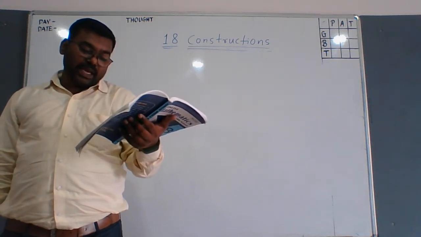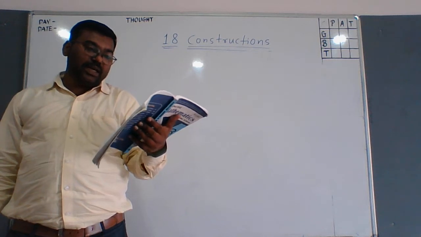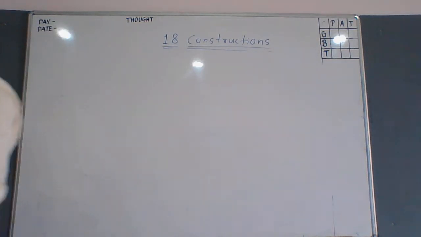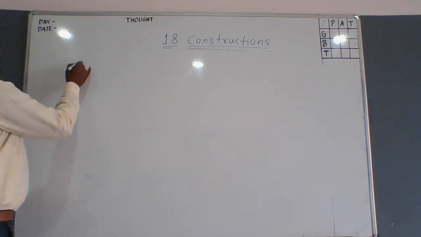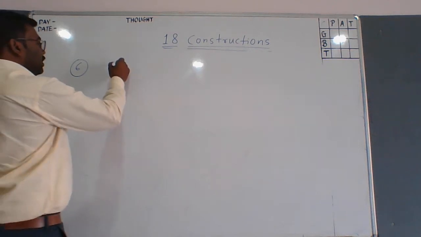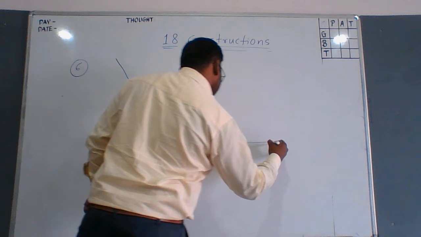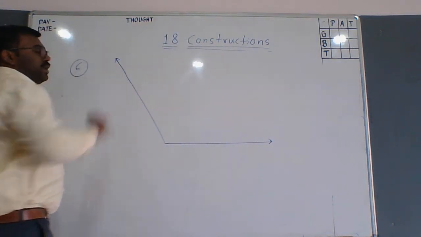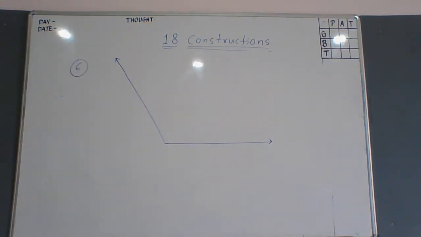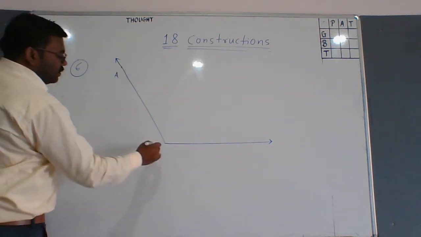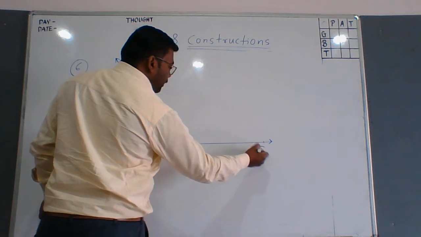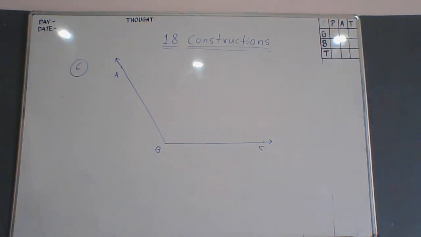Are the angles ABR, QBC equal? Okay, so let us construct this. First, for question number 6, we have to construct an angle of any measurement. So we have taken the angle ABC. This is the first step.